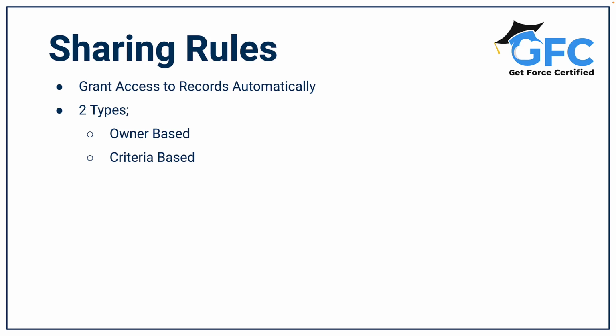Sharing rules come in two flavours, owner-based sharing and criteria-based sharing. Owner-based sharing rules are based on the record owner only, and they allow exceptions to organisation-wide default settings and the role hierarchy that give additional users access to records that they don't own. We also have criteria-based sharing rules, but for now let's head into Salesforce and create an owner-based sharing rule.